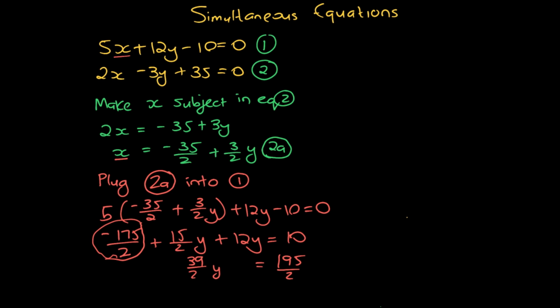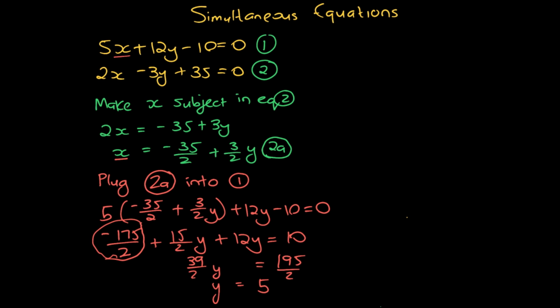And how do we get y now? We divide the right hand side by 39 over 2. So it's 195 over 2 divided by 39 over 2, which gives me 5. So y equals 5. Yay, so we have y.